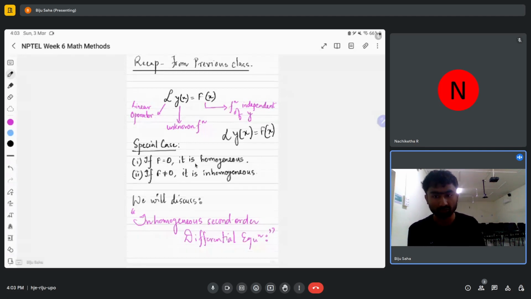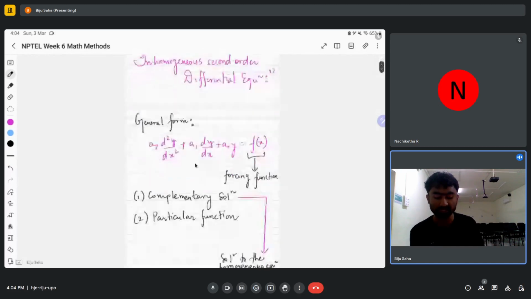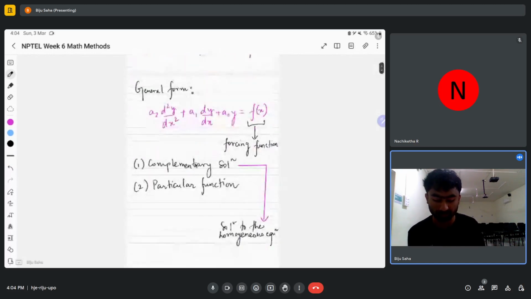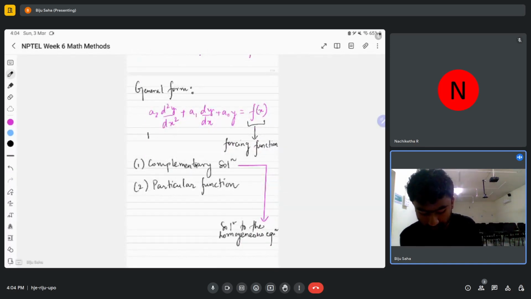But in today's lecture, we will focus on how to arrive at the solution of an inhomogeneous second order differential equation, that is when your right hand side is not 0 but some function of x. This is how the general form of an inhomogeneous second order differential equation looks. The first term is a2 d2y by dx squared, the term containing the second order derivative, the next term contains the first order derivative, and the third is the a0 y component. And my right hand side, as I said, is not equal to 0.